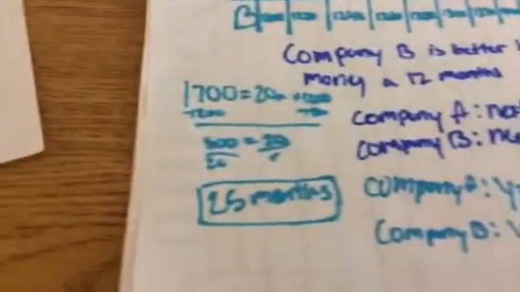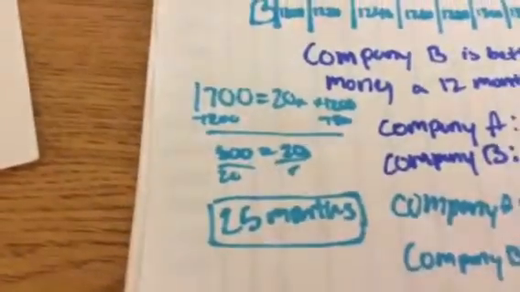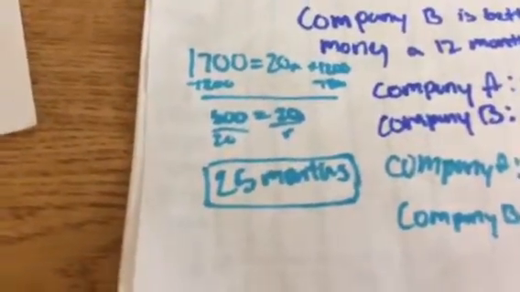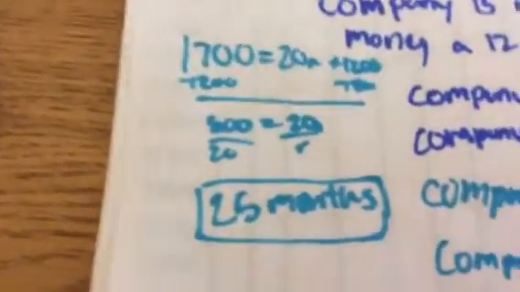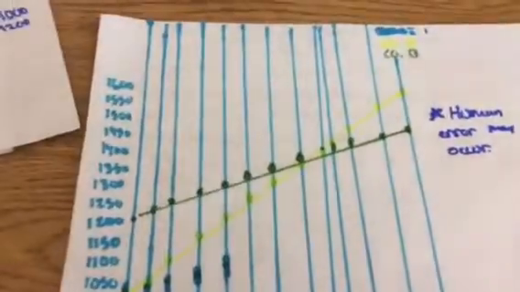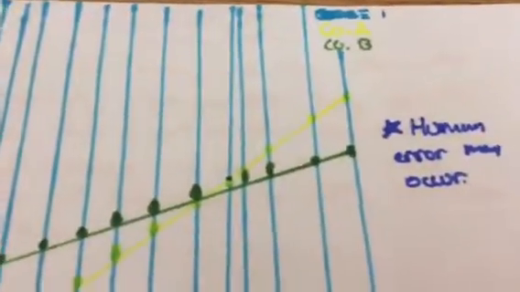And then for the second question, when he is paying $1,700 for company B, he will have been paying for 25 months. This is a graph. As you can see, that is where it intersects, and that's when it starts being cheaper.